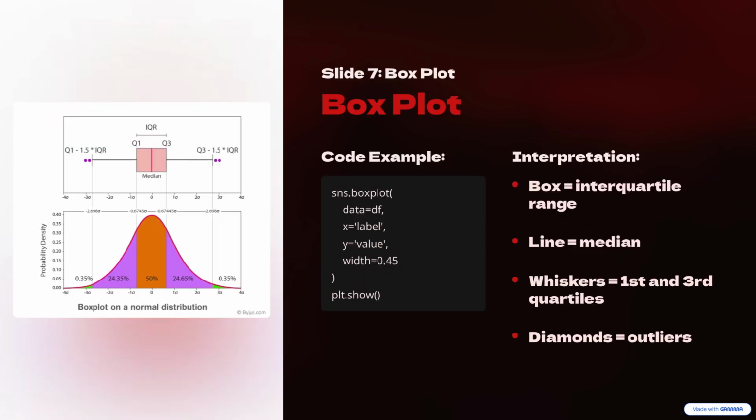Boxplot code example. sns.boxplot, data, x equals label, y equals value, width equals 0.45. plt.show. Interpretation. Box is the interquartile range, line is the median, whiskers are the first and third quartiles, dots are the outliers. A box plot shows how your data is spread, with the box representing the middle 50% and lines for medians. Outliers are shown as dots, making it easy to spot unusual data points.